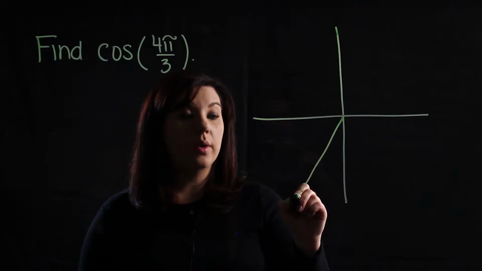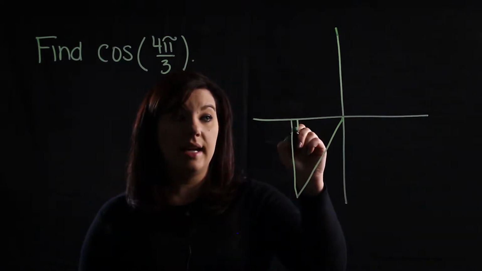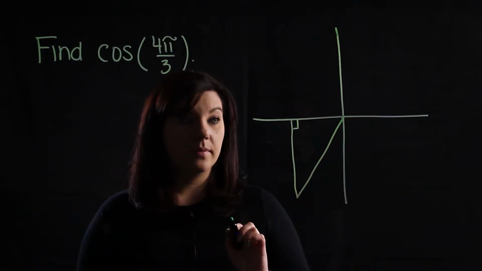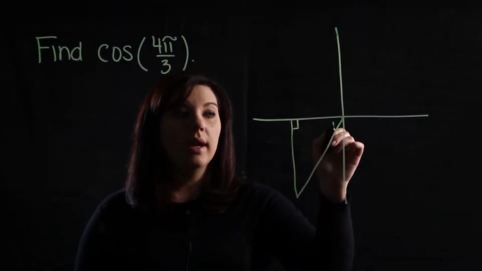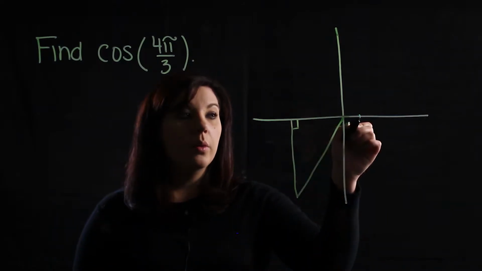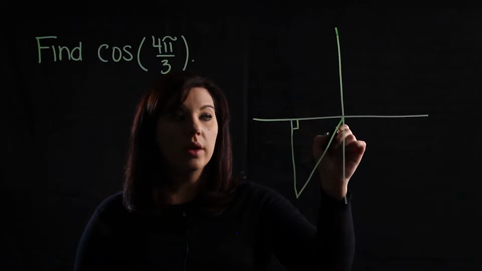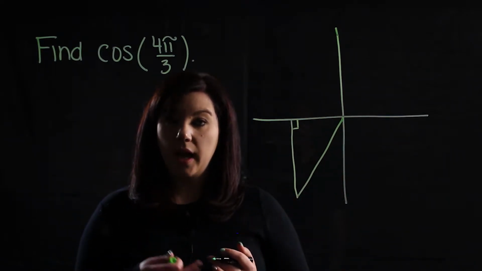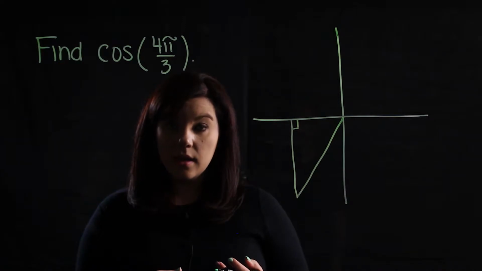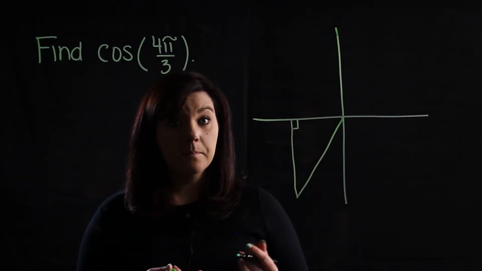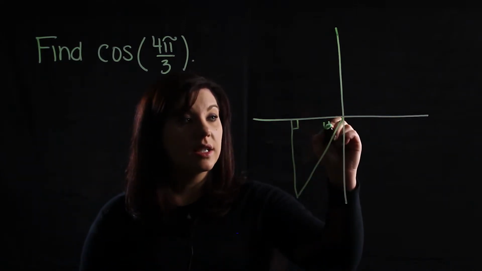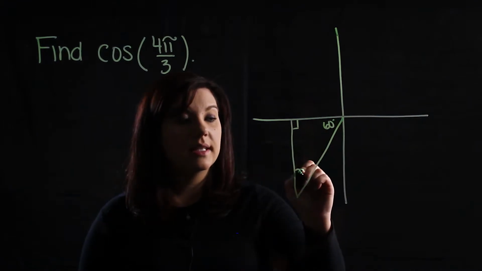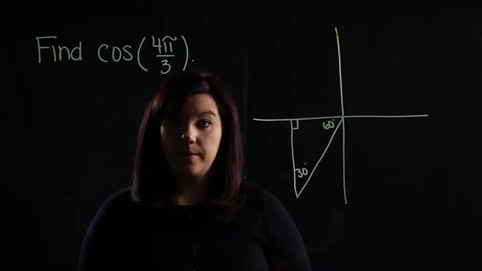Again, recall we always make our triangles with the x-axis, never with the y. Now I'm thinking, what is this angle? Well, we went pi and then we went 1/3 more. So if we think about what is a third of a pi, or a third of 180, that would give us 60, right? So this is a 60-degree angle, making this our 30-degree angle.